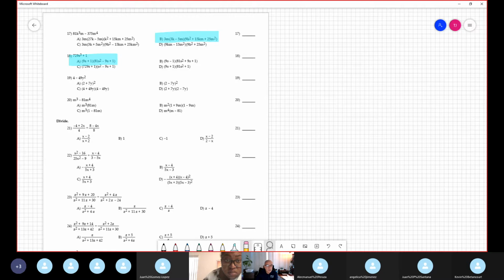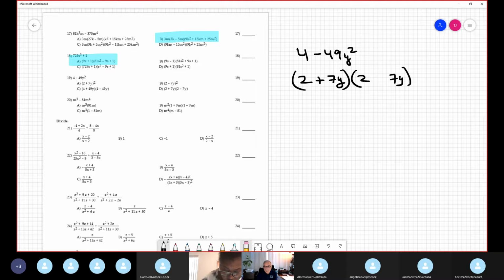Let's move on to 19. On 19 is 4 minus 49y squared. Wow, this is easy. It's a difference of squares. There is no common factor. Entonces, the square root of this guy is 2, so you open two parentheses. Easy. 2, 7y, plus or minus, done. Okay, it's option D. Es obvio. It's option D, yeah.